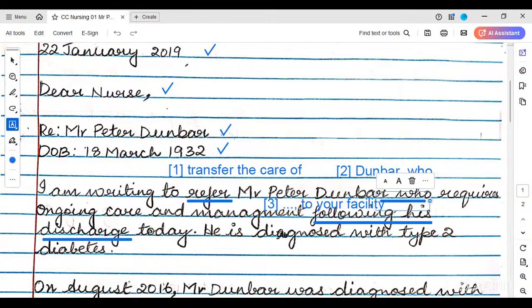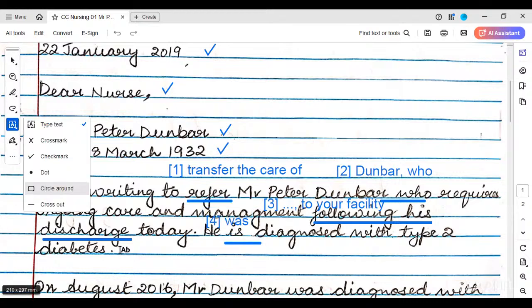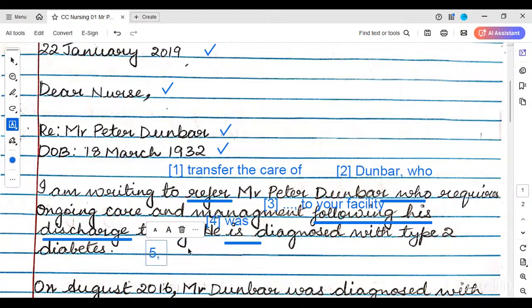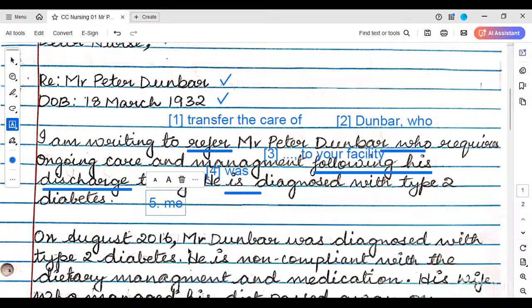Next. He is diagnosed. Is he diagnosed now? No, definitely not. He was diagnosed long back. Okay. So number 4 is, he was diagnosed with type 2 diabetes mellitus. So type 2 diabetes mellitus. Number 5. Type 2 diabetes mellitus. Full stop.